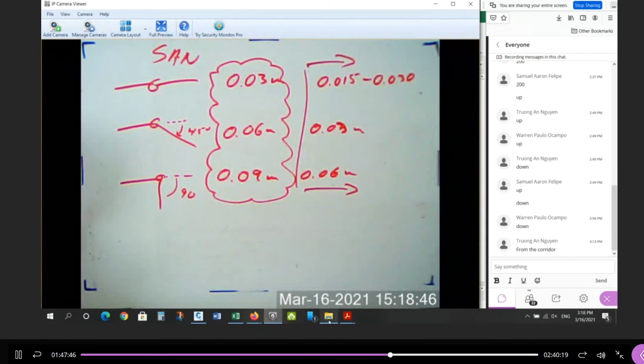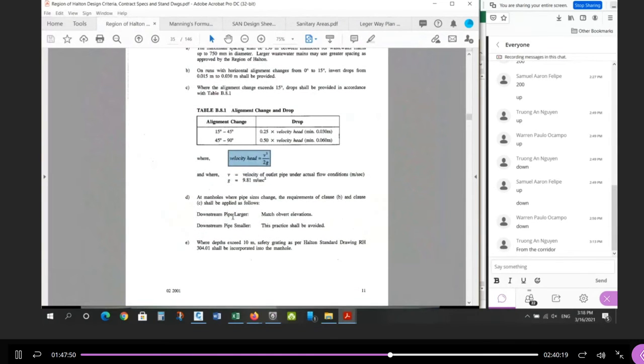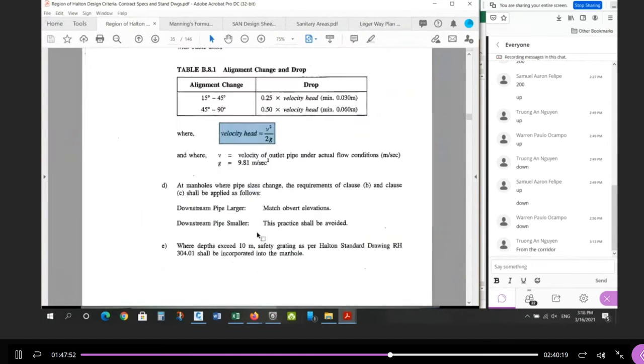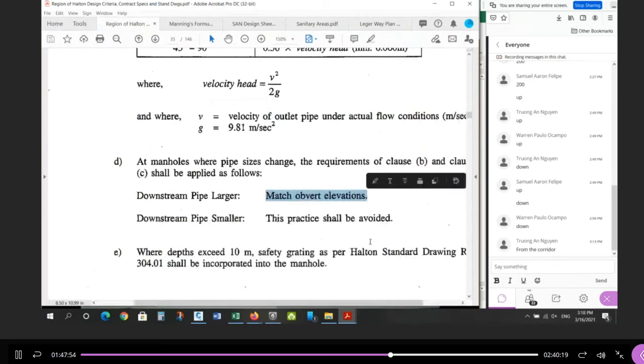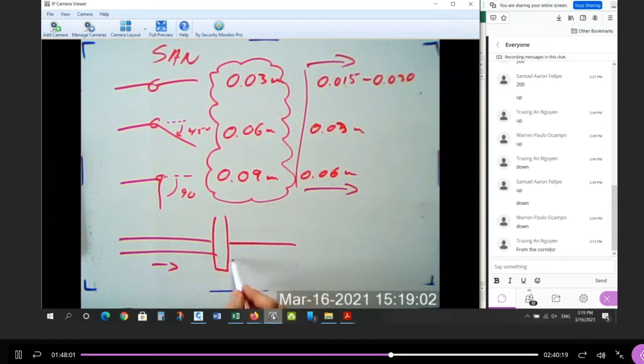The other thing is match obverts. I'm not sure if that's covered here. Yeah, right here. Match the obverts. What does that mean? Right, for every maintenance hole, the pipe coming in flowing this way and the pipe coming out flowing this way. If we all calculate at the center, right? But the top of this pipe has to be the same or higher, it can't be lower.